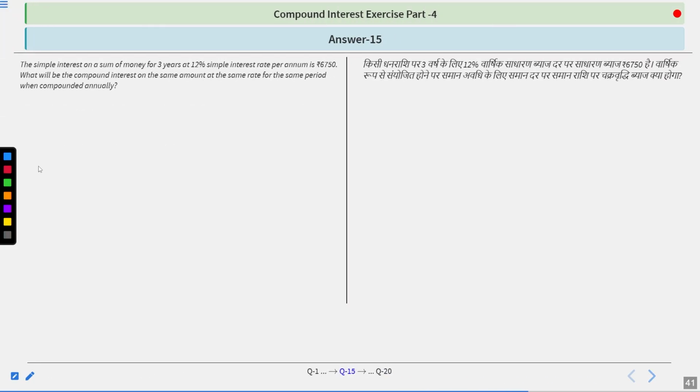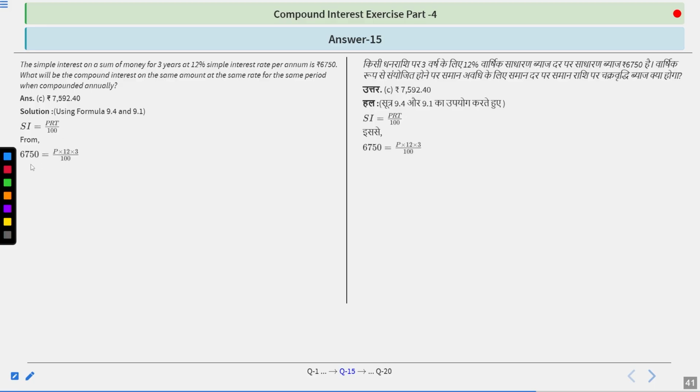So simple interest for 3 years, rate of interest was 12%, is rupees 6,750. We have to find the compound interest on the same amount, same rate, and same time period. The answer to this question is option C, rupees 7,592.40. And we are using formula 9.4 and 9.1 to solve this question. SI is equal to P into R into T upon 100 is the formula 9.1. So from putting the values of SI, R and T, we get 6,750 is equal to P into 12 into 3 upon 100.